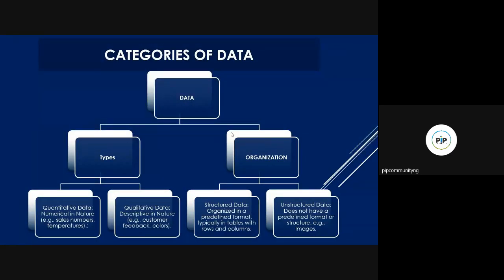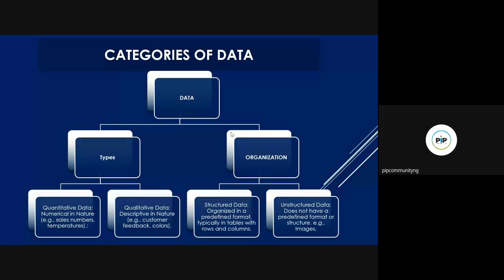All right. So we're on to the categories of data. Data can be categorized in two ways. We can categorize them based on their types and based on their organization. So for the types, we have quantitative data, which is numeric in nature. An example is sales numbers, then temperature. So numeric data is categorized as quantitative data. These are data that you can count, you can calculate, you can compute.